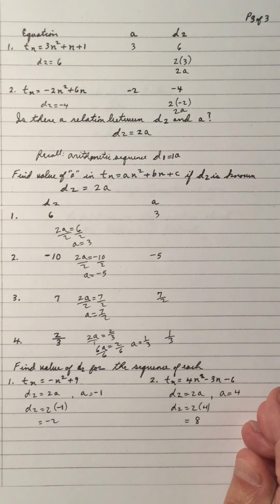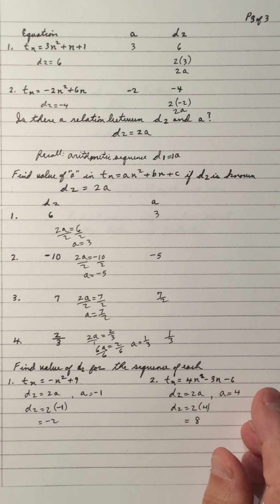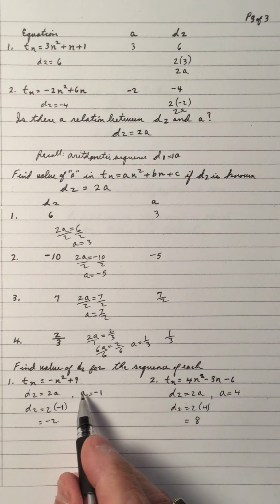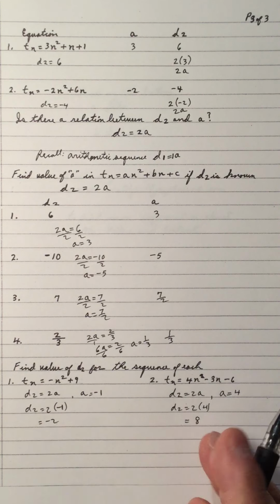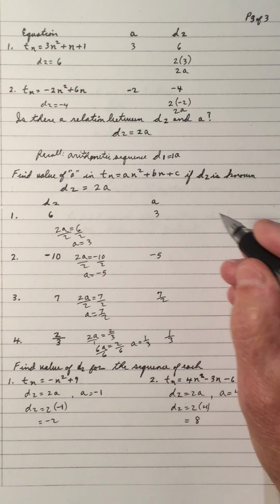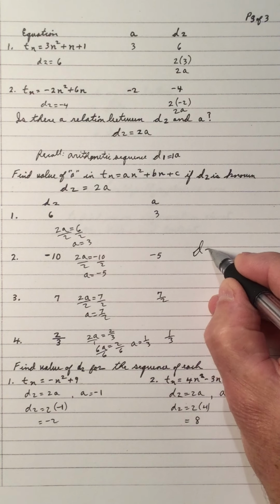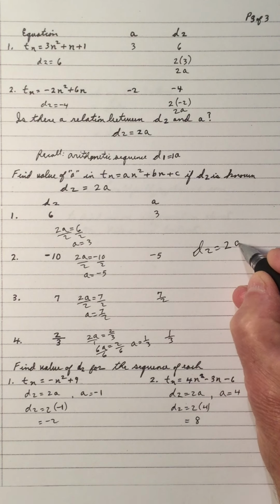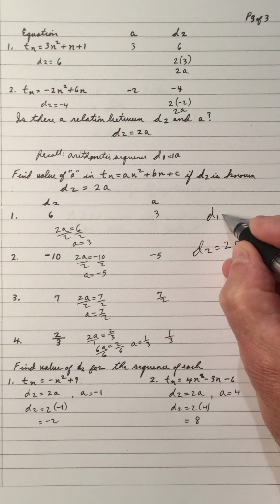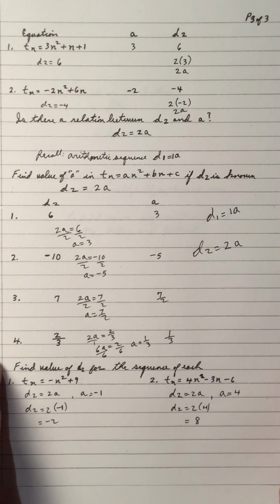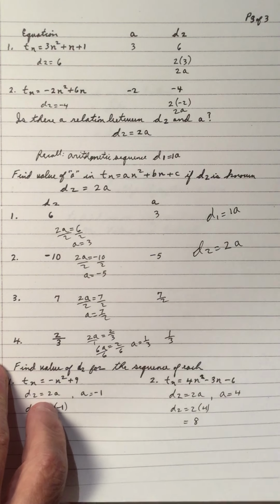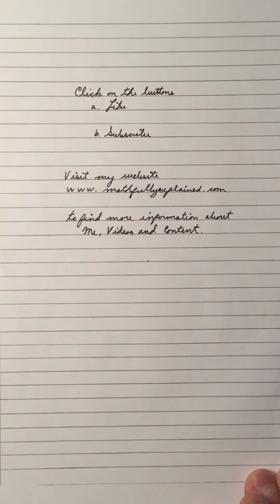Again, D1 is A, D2 is 2A. Without finding all the terms and working out the D2 difference, you can quickly do it by knowing that D2 is equal to 2A. And again, D1, the arithmetic difference, is A, or 1A. That's a quick way to remember it. So that's finding the value of A, and D2 is twice that A value.